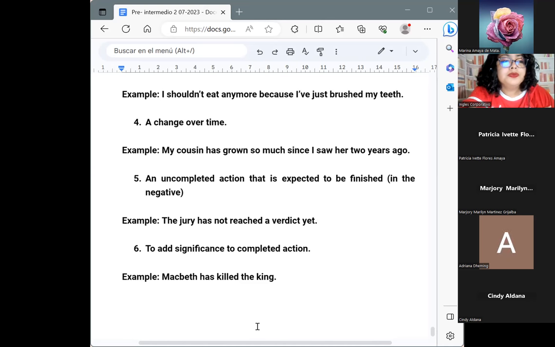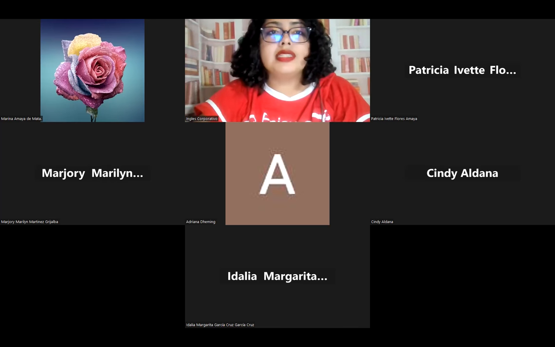And we already know that this one is a very important tense in English because it's one of the most used tenses in this language.